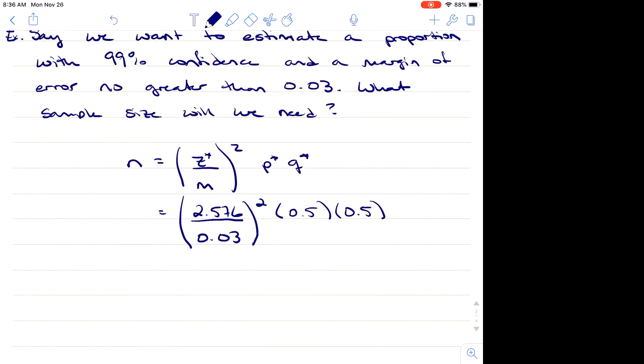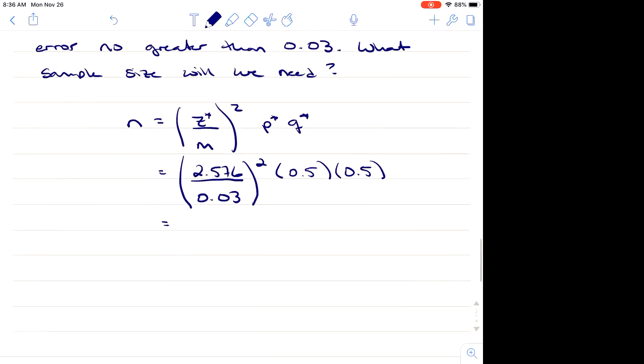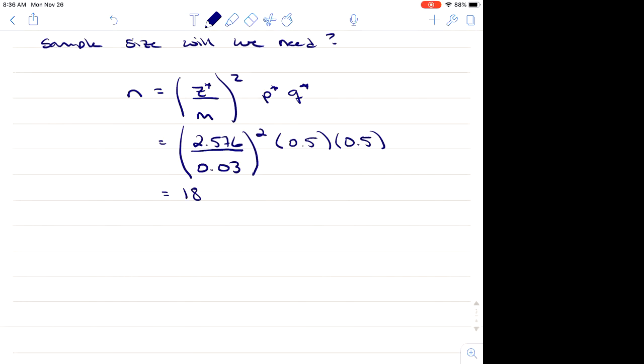0.576 divided by 0.03 squared, times 0.5 times 0.5. I need a sample size of 1,843.2711 repeating. We can't actually sample 0.2711 of a person, or of a manatee, or of anything for that matter, right?